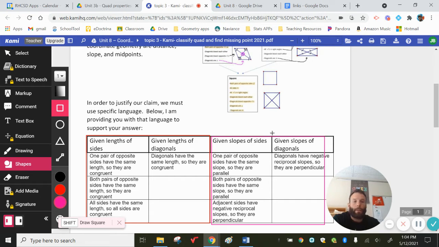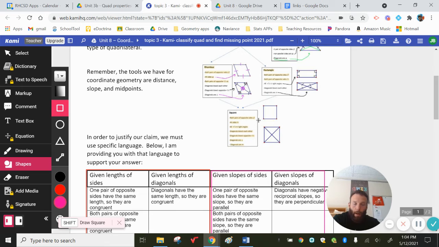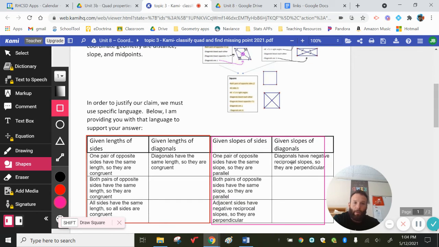Okay, and certain shapes have diagonals that are perpendicular, like the rhombus and the square. And so if the diagonals have negative reciprocal slopes, then they must be perpendicular. Okay, so that's all of how we can justify what we're doing. Well, let's take a look at the kind of question that we have to see, and then we'll justify from here. So look down here.